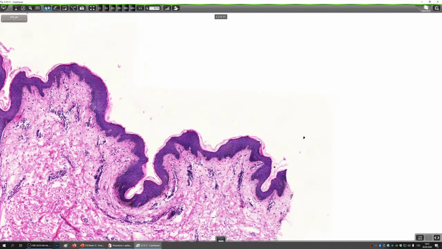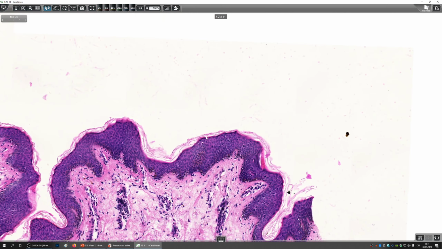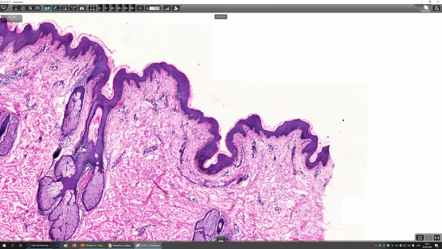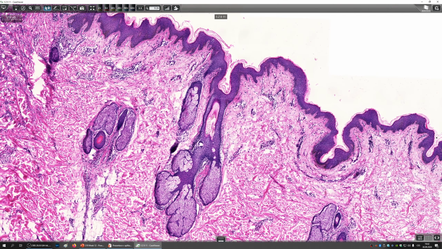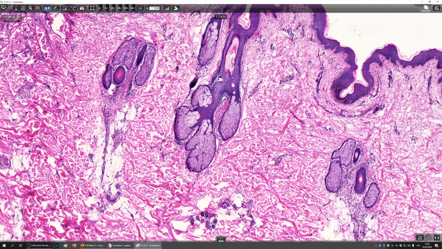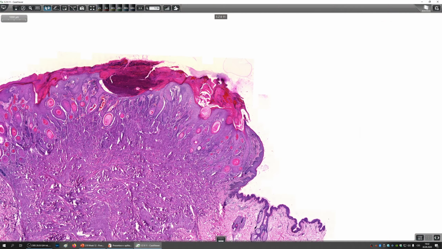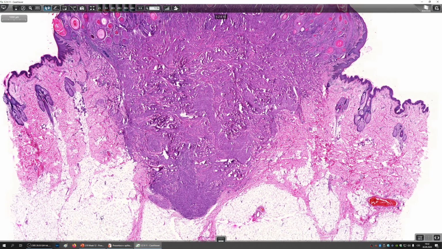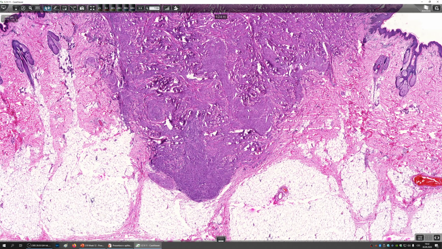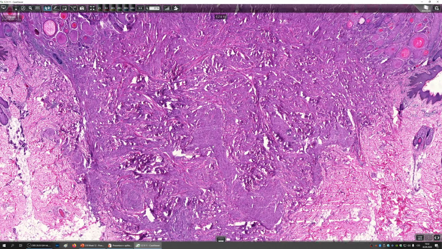So here you see epidermis, nice epidermis. Here we have some sebaceous glands. This is connected to a hair follicle. And then here in the middle we have this big lesion. Let's start from the bottom. This gets even into the subcutis, but it shouldn't cause any concern.